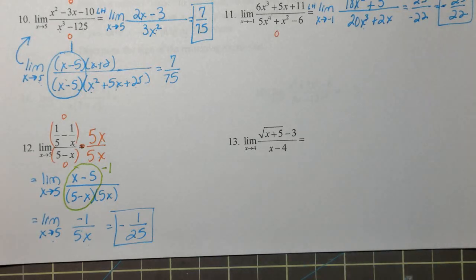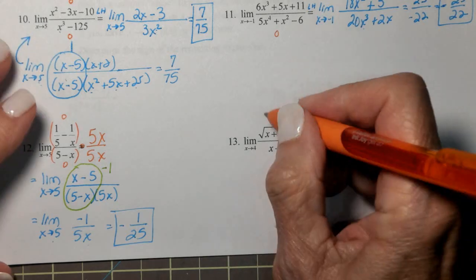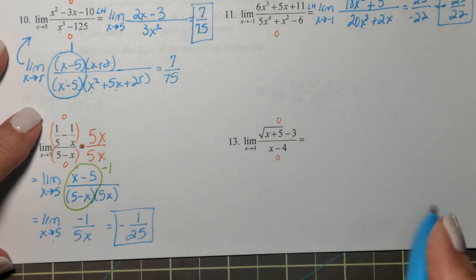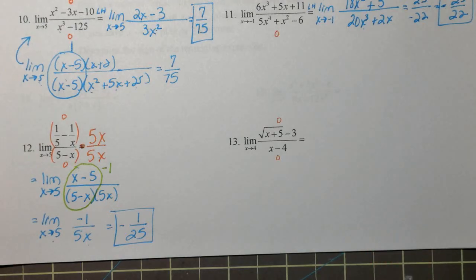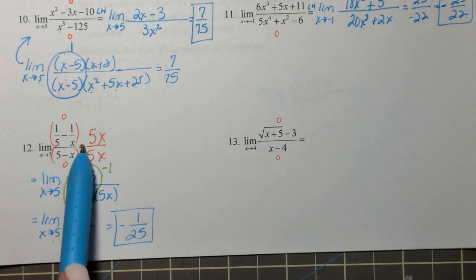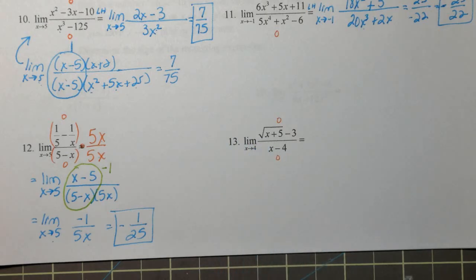Number 13. When I plug in 4 for x, I get 0 over 0. Okay? So, I could use L'Hopital's rule. Or, I'm not going to factor and reduce. I'm not going to multiply to get rid of a complex fraction because there is no complex fraction. I'm going to multiply top and bottom by a conjugate.